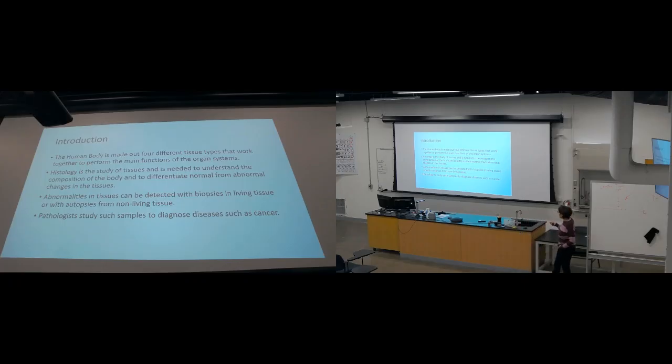And then when someone has a sample of tissue taken from their body and that person is alive, you call that tissue a biopsy. But if the person has died and then you take a sample, then you call it an autopsy. Many of these samples are sent to a pathologist. A pathologist is a doctor who knows really well not only histology, but also knows what happens to these cells when there is a disease.